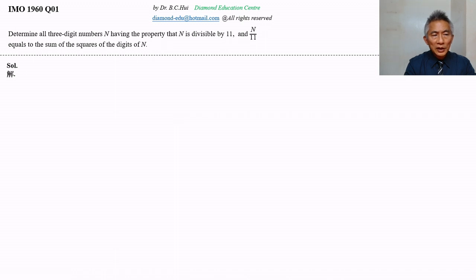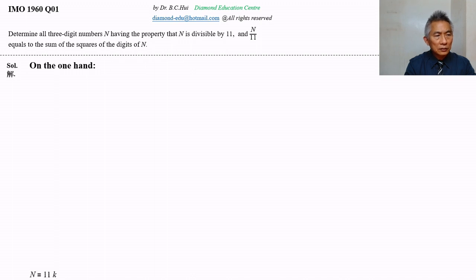This is IMO 1960 question number 1. The question wants us to determine all 3-digit numbers n, which is divisible by 11, where n over 11 equals the sum of the squares of all its digits. So let's analyze the problem.